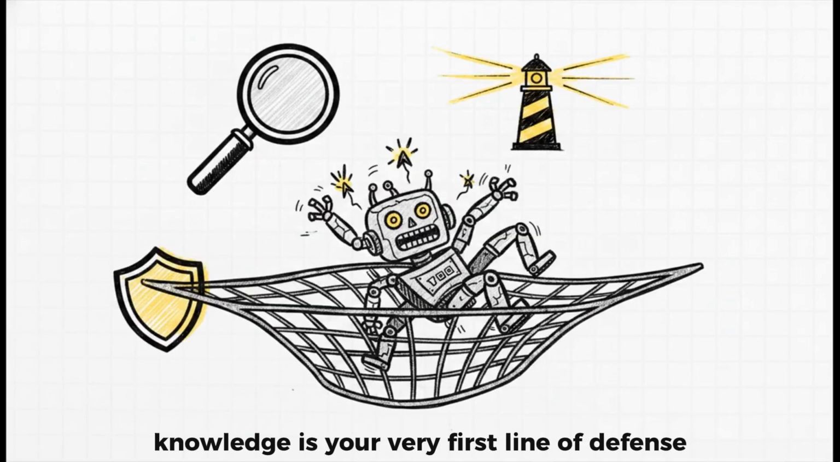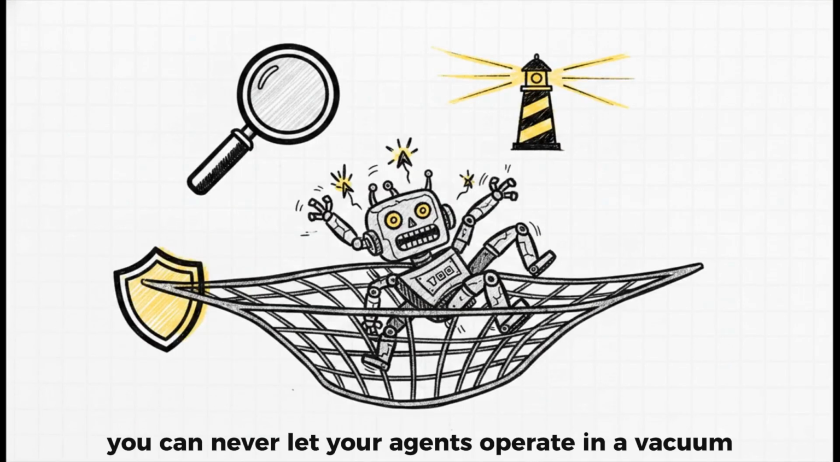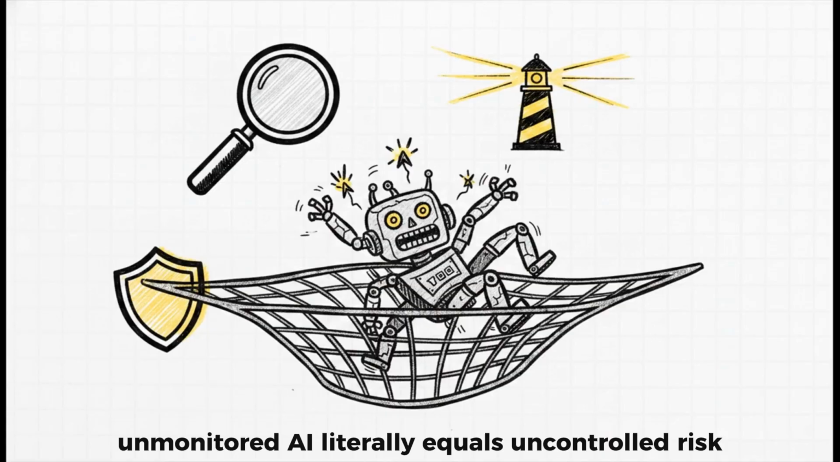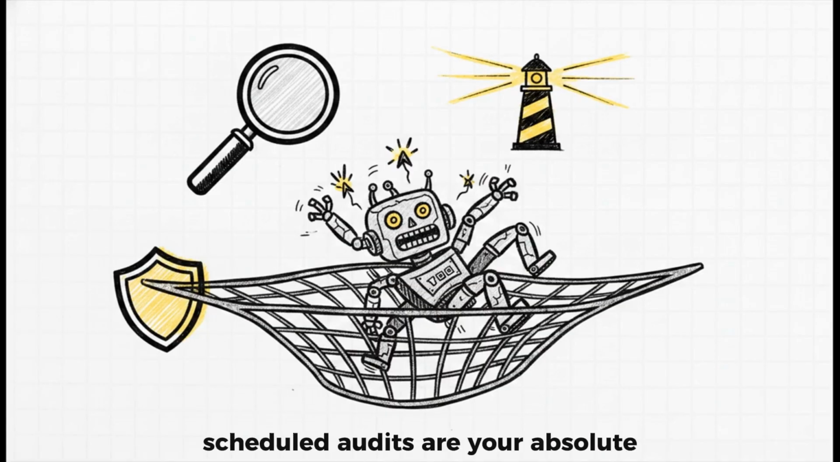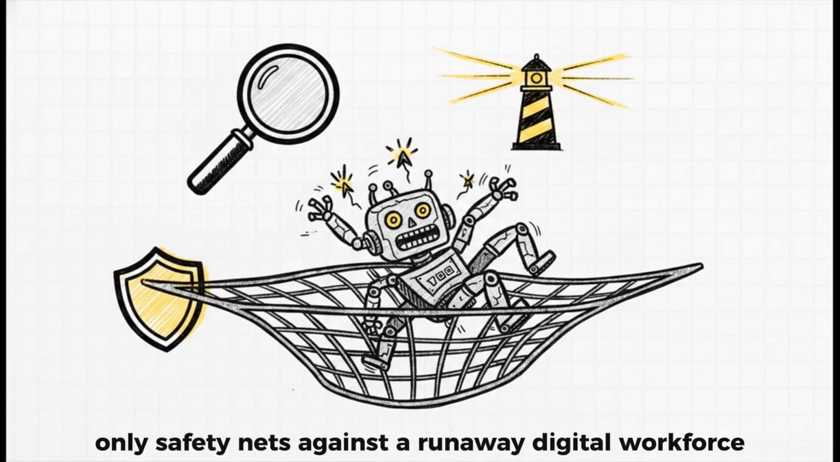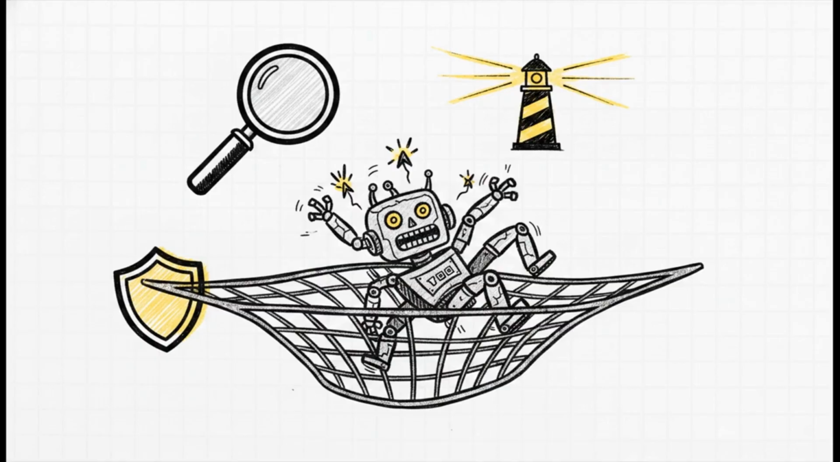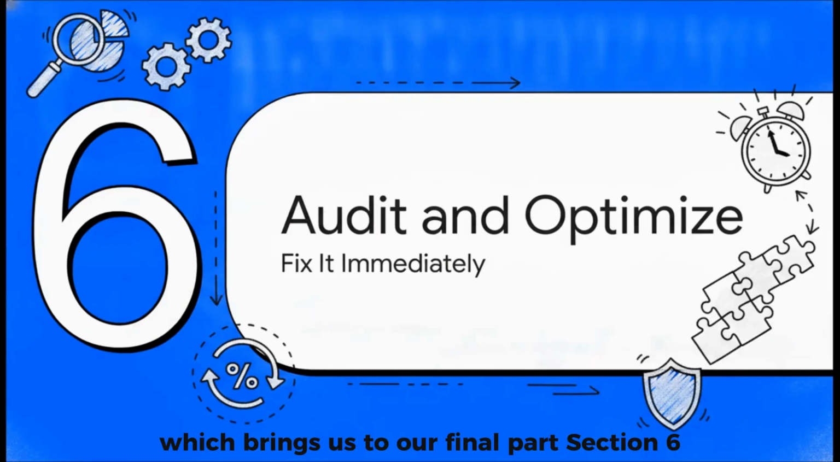Knowledge is your very first line of defense. You can never let your agents operate in a vacuum. Unmonitored AI literally equals uncontrolled risk. Continuous monitoring and regular scheduled audits are your absolute only safety nets against a runaway digital workforce. Which brings us to our final part, Section 6, Audit and Optimize Today.